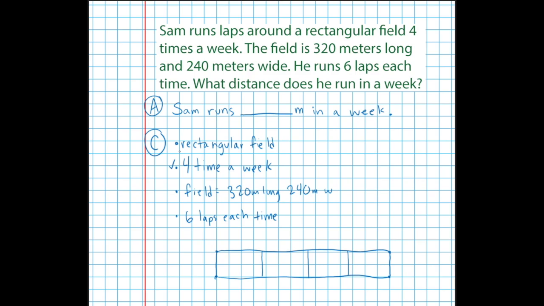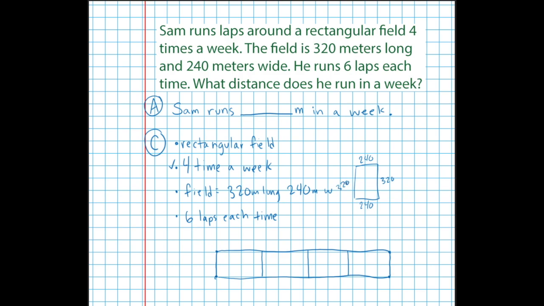Now the next clue says the field is 320 meters long and 240 meters wide. Well, I know the field is a rectangle because of the first clue. And now I know the side lengths. So I could even imagine this on the side here as 240, 240, 320, and 320.